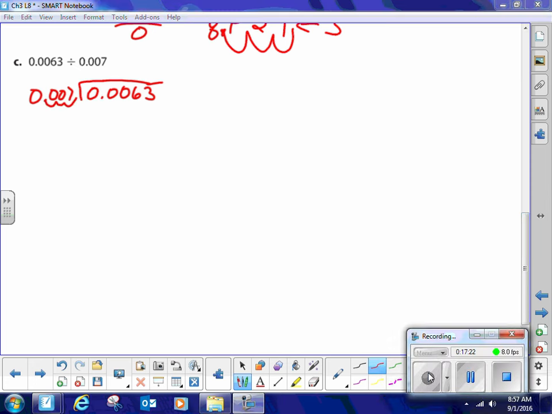Okay, so we had to multiply the outside number by 1,000, so we have to multiply the inside by 1,000. We have to undo 3 wubbas.